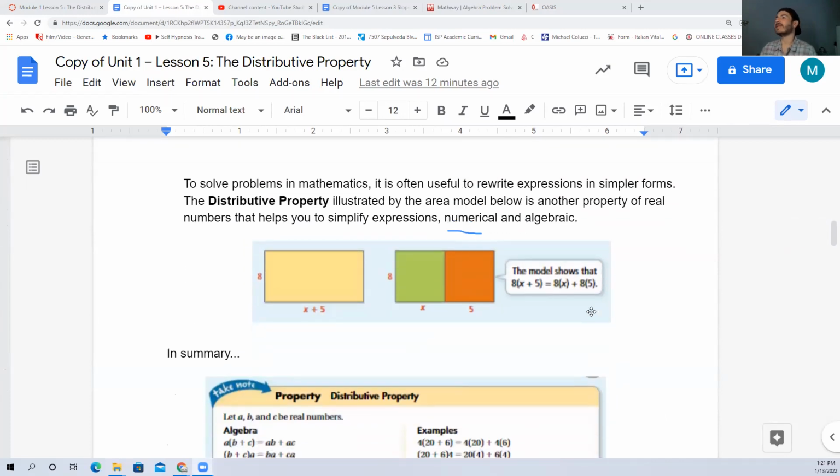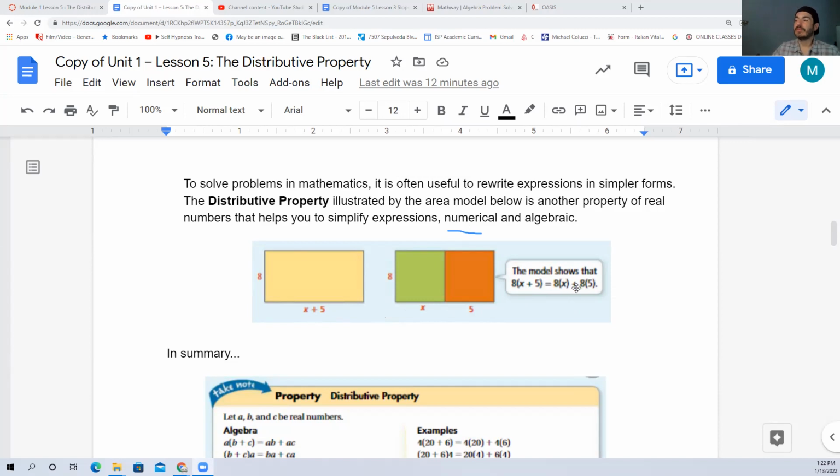To solve problems in mathematics, it is often useful to rewrite expressions in simpler form. The distributive property, illustrated by the area model below, is another property of real numbers that helps you to simplify expressions, numerical and algebraic. Okay, so in this case, look, they're saying this is x plus 5 or x plus 5 here. So this is a length that we don't know plus a length that we do know, 5. So to calculate the area, they're saying 8 times (x plus 5), just like the 2 by 4 that we did earlier.